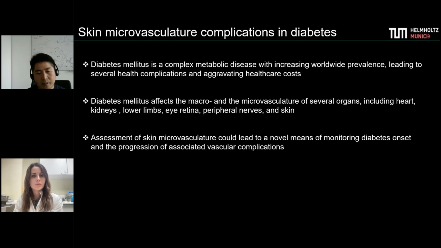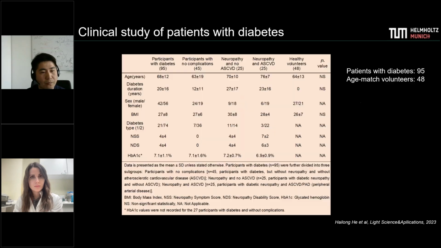There are a lot of studies investigating retinal microvascular complications using optical technologies. Actually, the literature also suggests that the assessment of the skin microvasculature could enable novel means for monitoring diabetes and the progression of associated vascular complications. So optoacoustic mesoscopy, RSOM, is an ideal tool for this study.